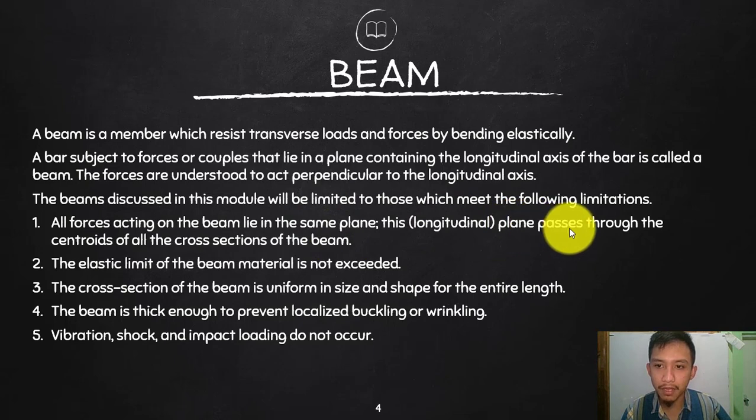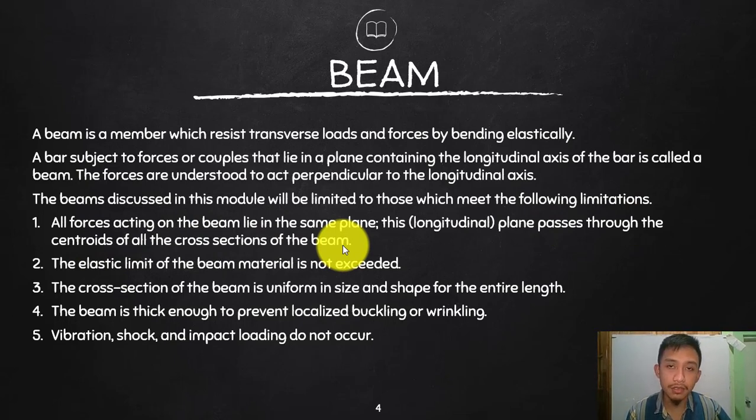This longitudinal plane passes through the centroids of all the cross sections of the beam. So we will consider all the forces that are passing through the centroid of the beam, so that we will just be analyzing the beam under pure bending, because if the load is acting somewhere not on the centroid, then that will create what we call torsion. And we discussed about that.